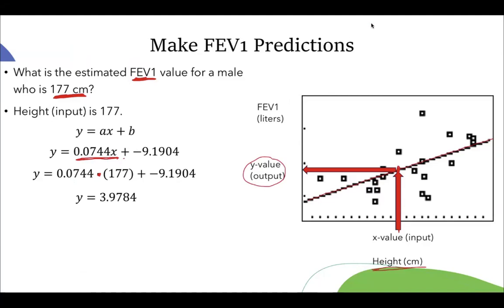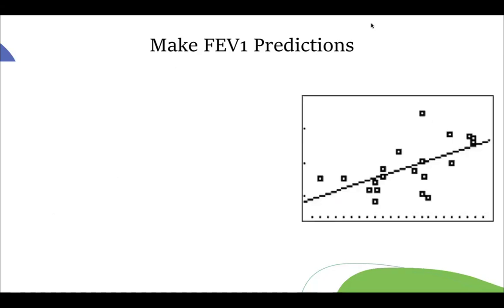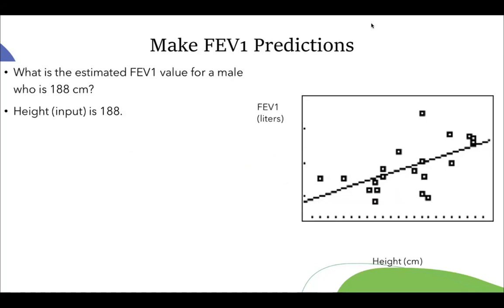Okay, so our answer for the first question, 3.9784, is the estimated FEV1 value for a male who is 177 centimeters tall, 3.9784 liters. And the second piece was for a male who is 188 centimeters tall. That's our X input.